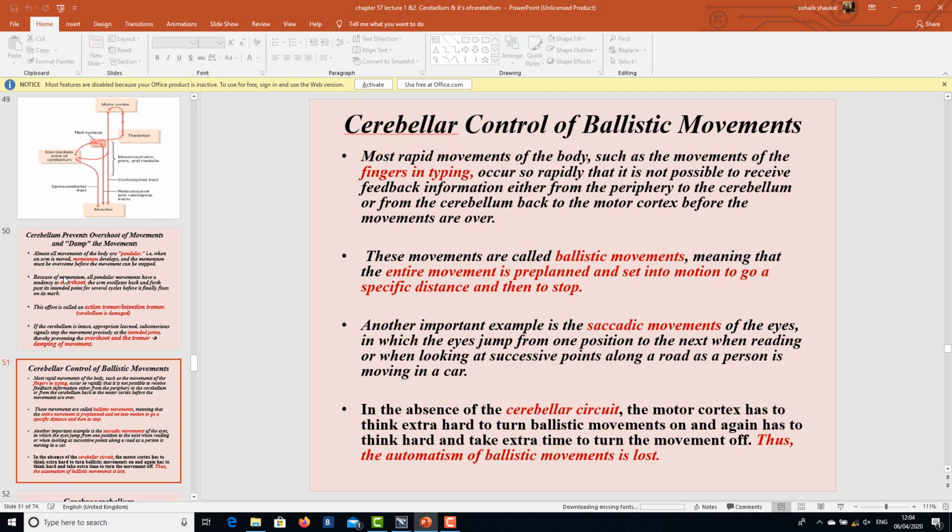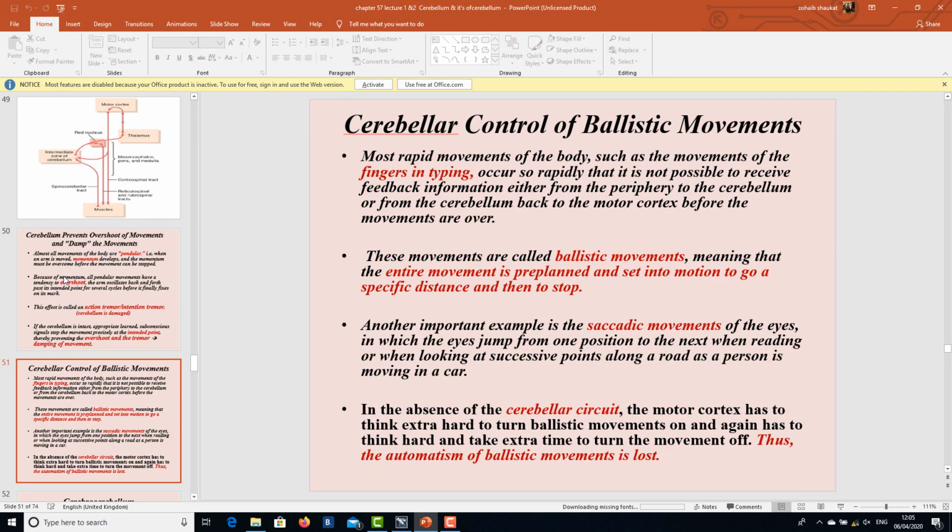Now what are the saccadic movements? In which the eyes jump from one position to the next when reading or when looking at successive points along a road as a person is moving in a car. In the absence of the cerebellar circuit, the motor cortex has to think extra hard to turn ballistic movements on, and again has to think hard and take extra time to turn the movement off.